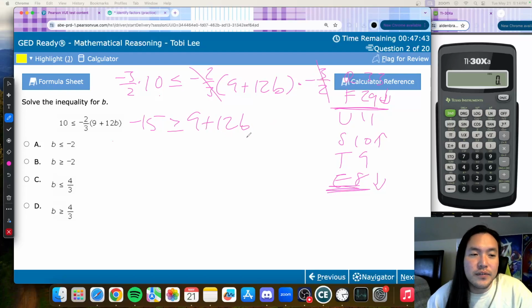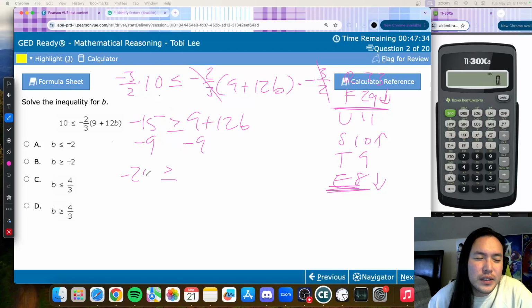We're going to continue to try to solve for B. We're going to subtract 9 on both sides. Subtracting is fine, right? The sign stays in the same direction. This is going to be negative 24. That is greater than or equal to 12B.